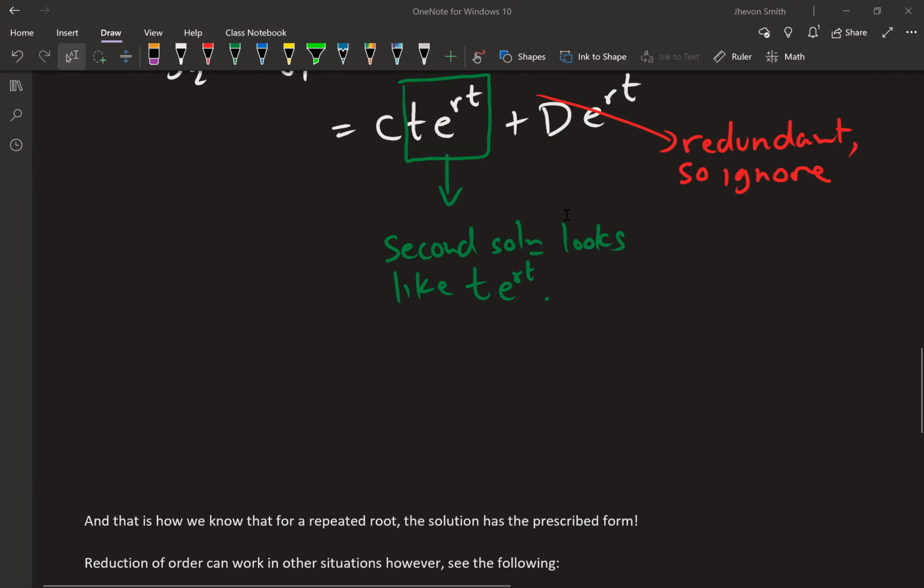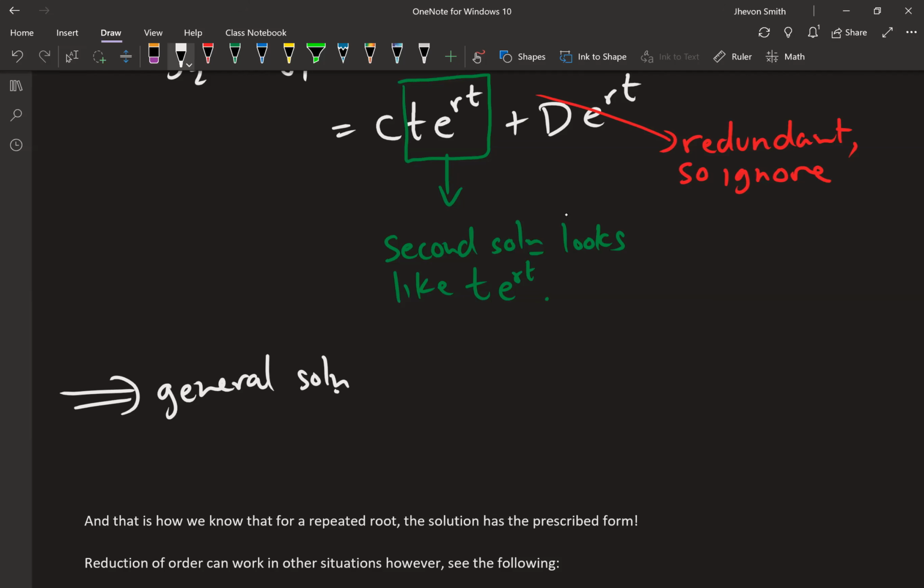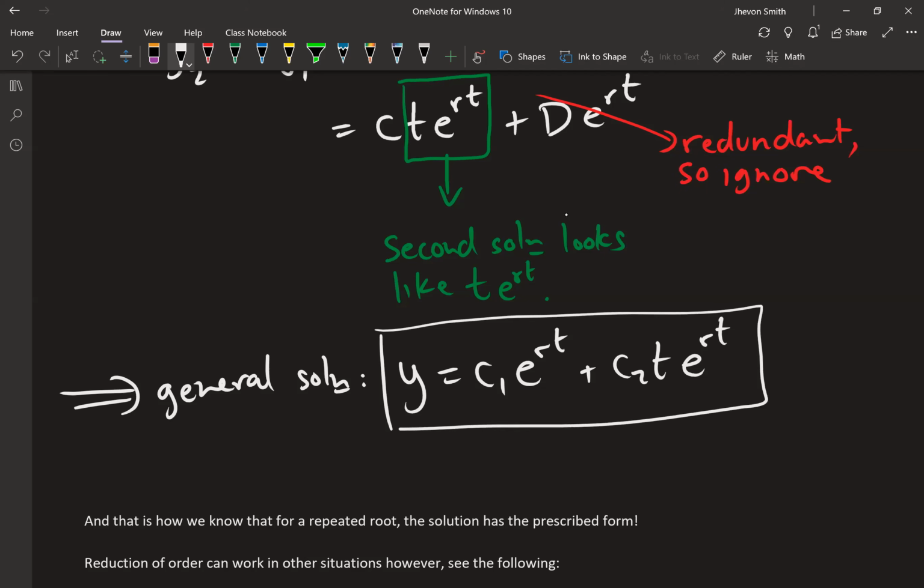So this implies that the general solution is going to be y equals c1 e to the rt plus c2 t e to the rt. Because if you have two individual solutions, e to the rt and t e to the rt, then a linear combination of them is a solution. A linear combination just means you multiply each by a different constant and add them together.